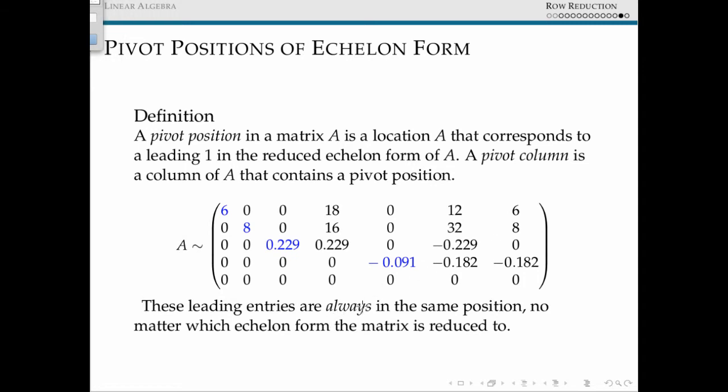And one of the nice features of this row reduction algorithm is our leading entries in any echelon form will always be in the same position. So no matter how I reduce this matrix, my pivot positions are always going to be 1,1; 2,2; 3,3; and 4,5. So there are no other ways I could have reduced this to get a different set of pivot positions.